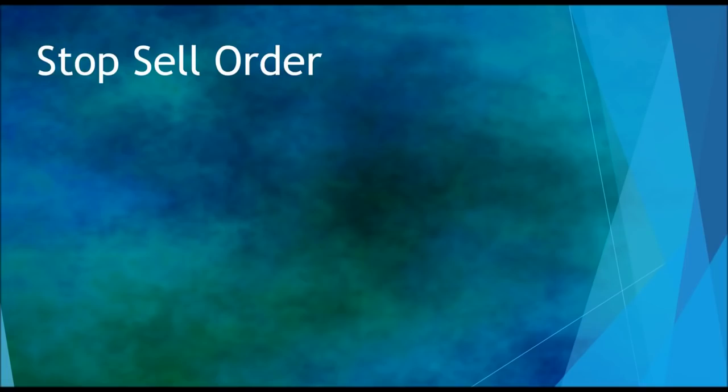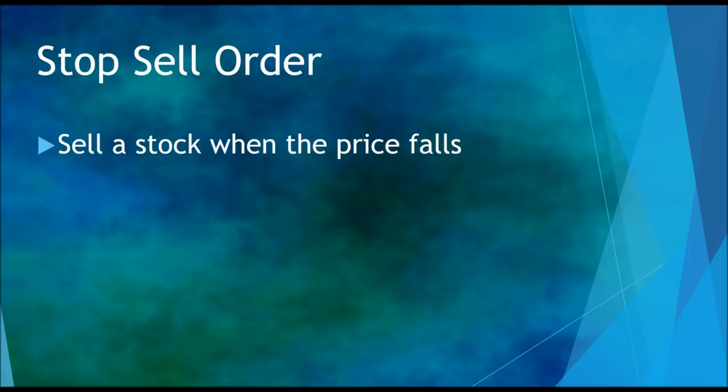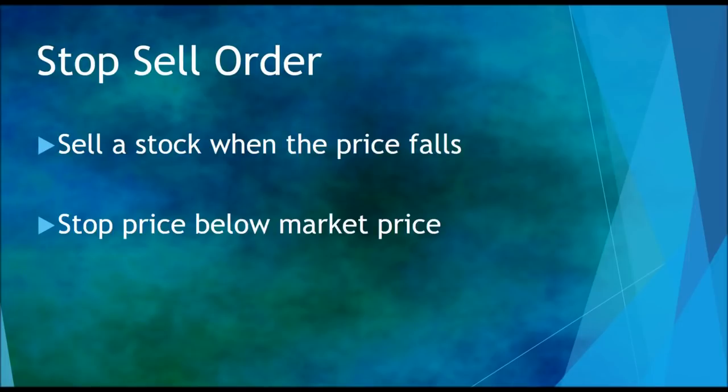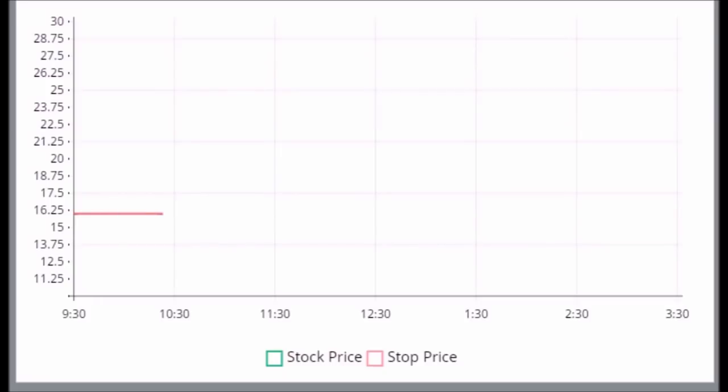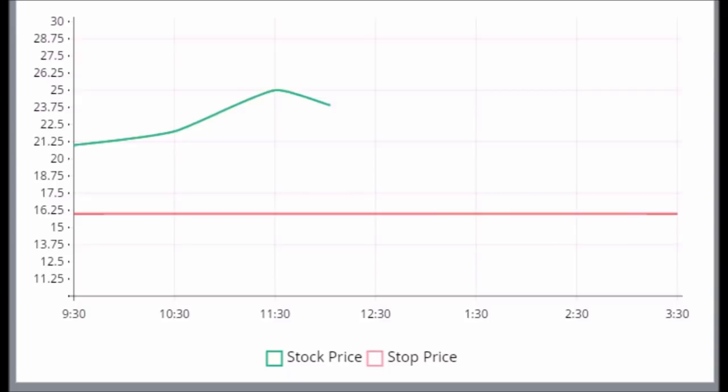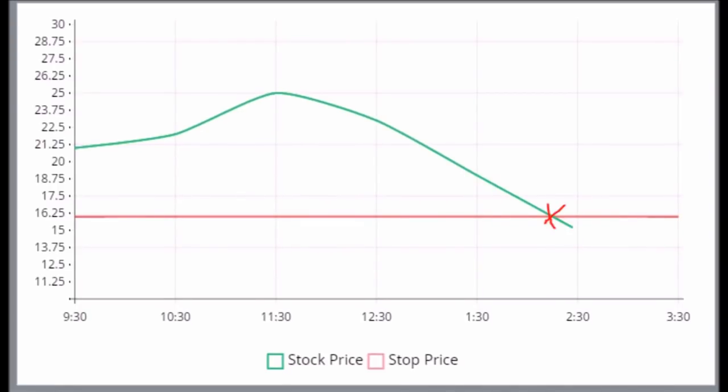You can also put in a stop sell order. This means you want to sell a stock as soon as the price starts to fall below a certain point. You'll put your stop price below the current market price. Here's an example. In this case, we're using a stop price of $16. This means as the stock's price that we're holding is trading throughout the day, nothing will happen. But if the stock's price starts to fall below $16, our order will execute and the stock will sell automatically.